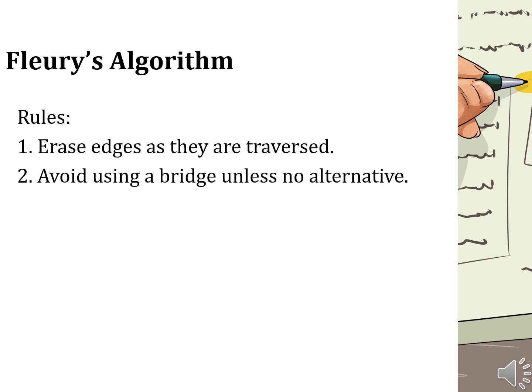To actually find an Eulerian trail, we use Fleury's algorithm. It has 2 simple rules. Erase edges as you traverse them, so you don't reuse edges. Avoid using a bridge, an edge that would disconnect the graph, unless you have no other choice. This ensures you don't get stuck before covering all edges.